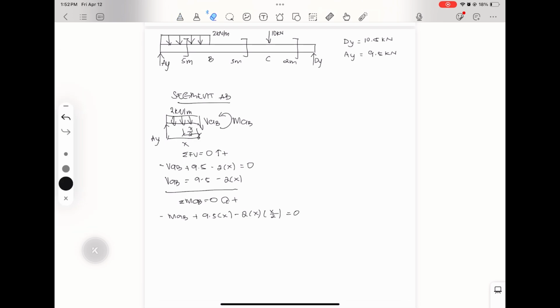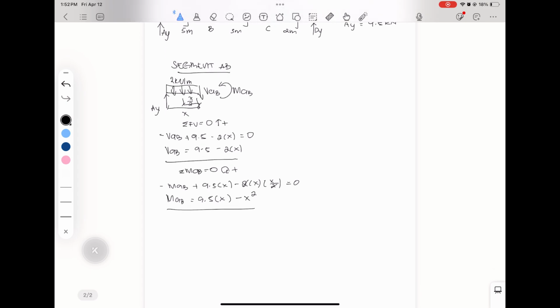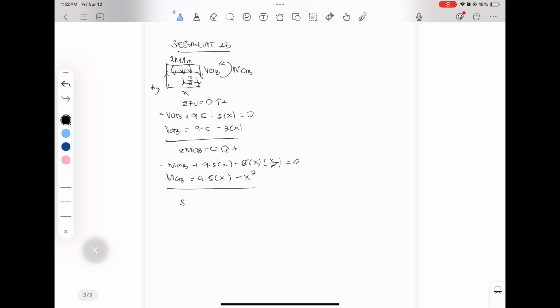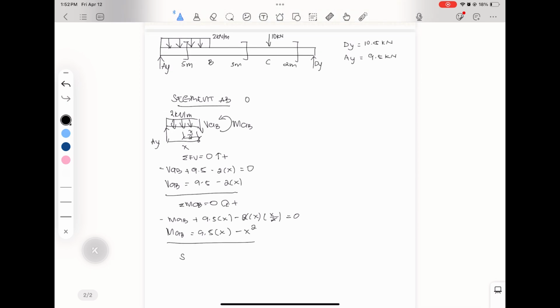Now just transpose MAB. So MAB is equal to 9.5x, and divide this, so you can cancel this. So negative x squared. So this is the moment for segment AB. Now, next is the segment. By the way, this is 0 less than or equal to x less than or equal to 5.